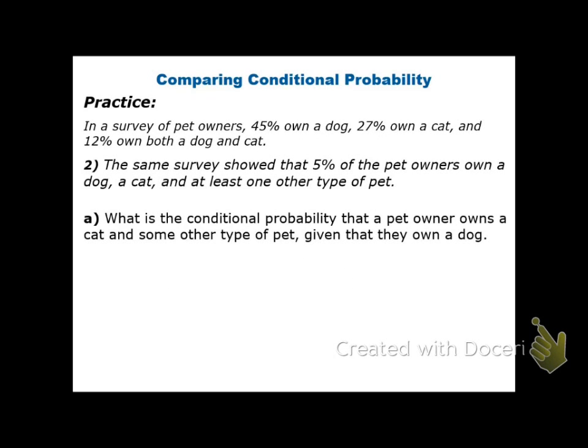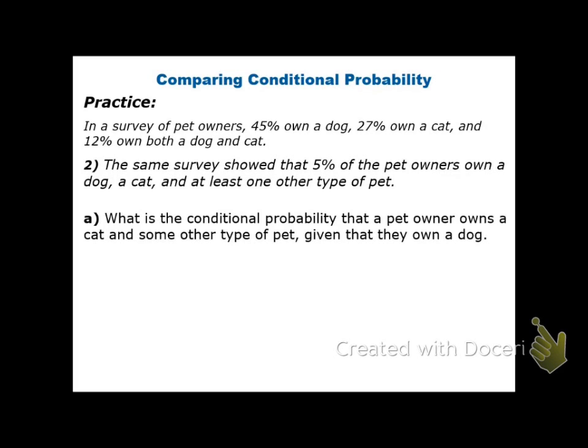The second problem states that in a survey of pet owners, 45% own a dog, 27% own a cat, and 12% own a dog and a cat. The same survey showed that 5% of pet owners own a dog, a cat, and at least one other type of pet. What is the conditional probability that a pet owner owns a cat and some other type of pet, given that they own a dog?